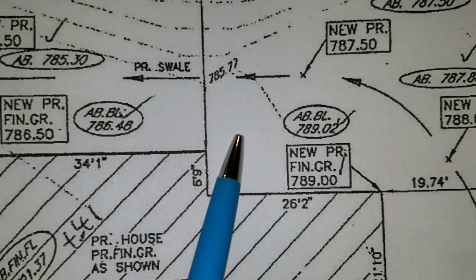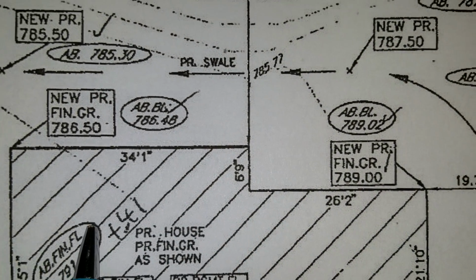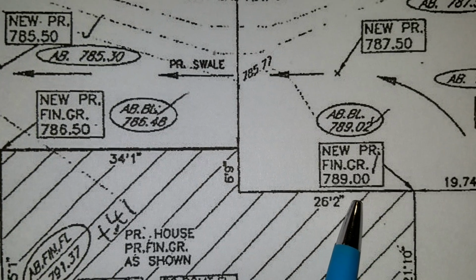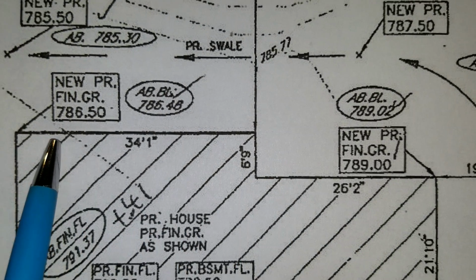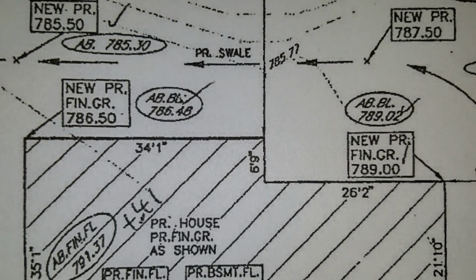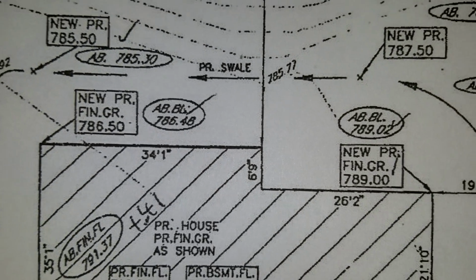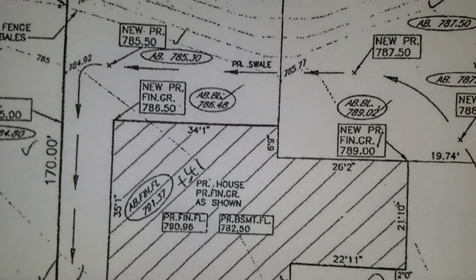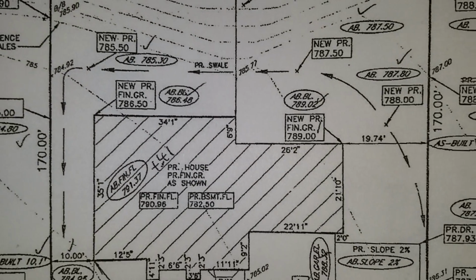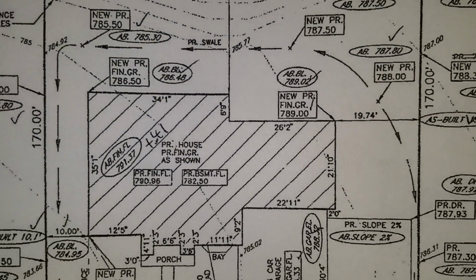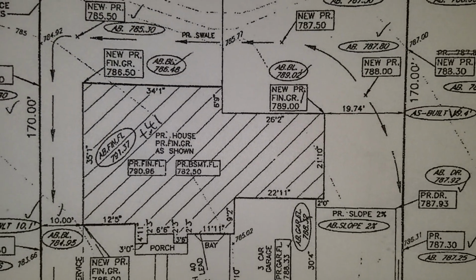Well, they had to cut that grade down because we know the house is built level. So if this corner is at 789, you subtract that. So we're looking at 2.5 feet. So they're cutting the grade down. They're trying to get this thing to drain. And actually it kind of set this house up for some daylight windows in the basement right there on that side of the house too.